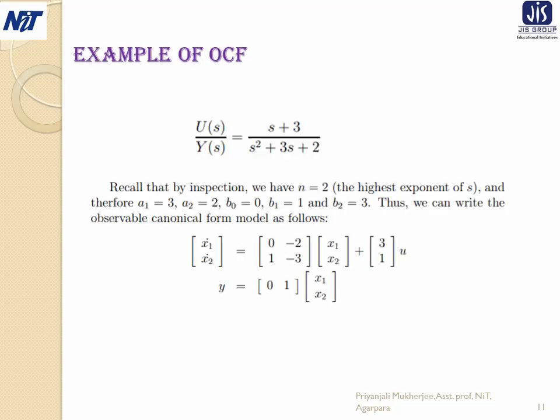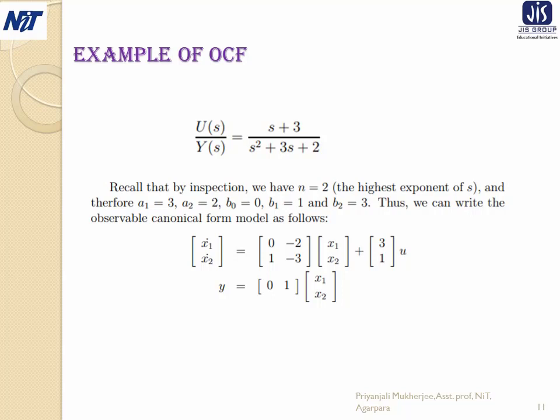So this is an example of the observable canonical form. Here also the highest power of s is 2, so the order of the system is 2, or n is equal to 2. So if n is equal to 2, then we find a1 is equal to 3 and b1 is equal to 1, a2 is equal to 2 and b2 is equal to 3, and b0 is equal to 0.